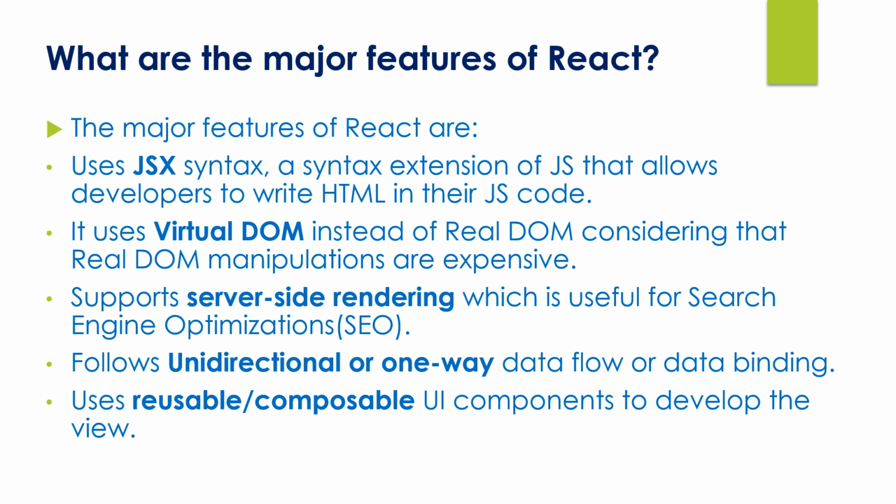What are the major features of React? The major features of React are: it uses JSX syntax, a syntax extension of JS that allows developers to write HTML in their JS code. It uses virtual DOM instead of real DOM, considering that real DOM manipulations are expensive. It supports server-side rendering, which is useful for search engine optimization. It follows unidirectional or one-way data flow or data binding. It uses reusable or composable UI components to develop the view.